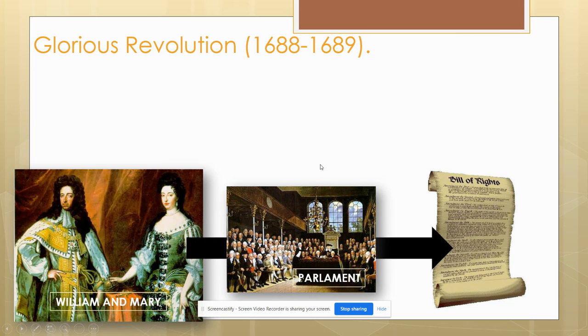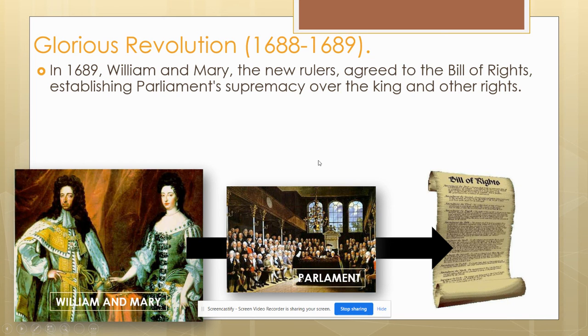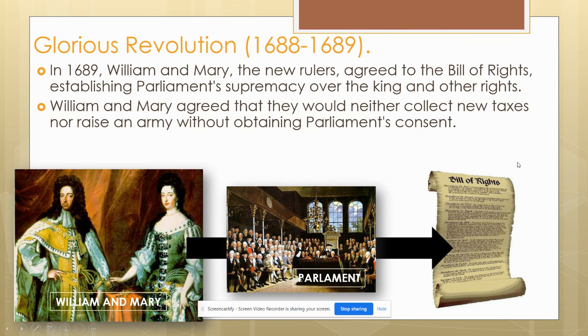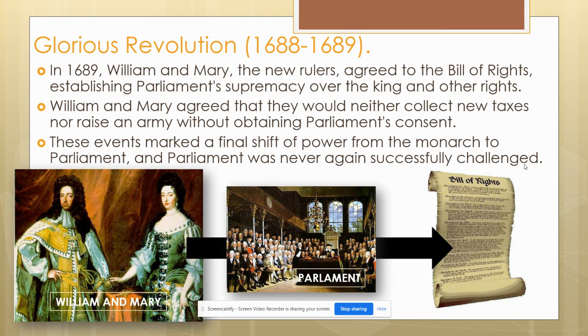So, the Glorious Revolution. During the Glorious Revolution, in 1689, you have William and Mary, which you see here. They're the new rulers of England, and they agree to the Bill of Rights, which established Parliament's supremacy over the king and other rights. Once you have the Bill of Rights, the kings pretty much lose their power. William and Mary agreed that they would neither collect new taxes nor raise an army without obtaining Parliament's consent. So these events mark the final shift of power from the kings to the Parliament.